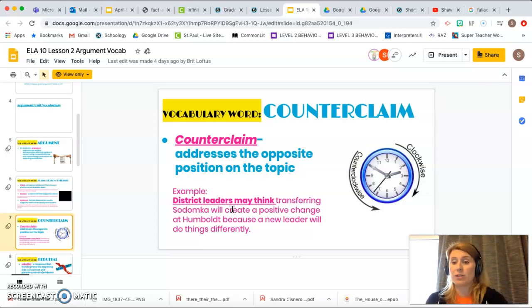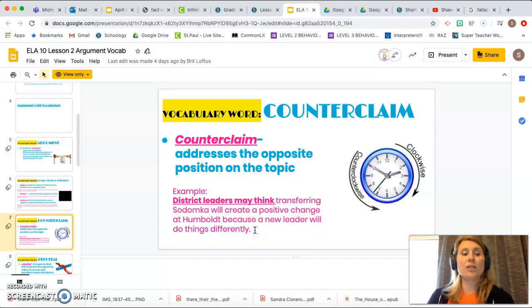So we think Mr. Sadamka should stay. That's our claim. Their claim might sound like this. District leaders may think that transferring Mr. Sadamka will create a positive change at Humboldt because a new leader will do things differently. So that's the way the opposition thinks.